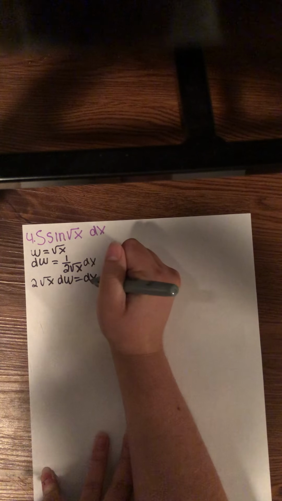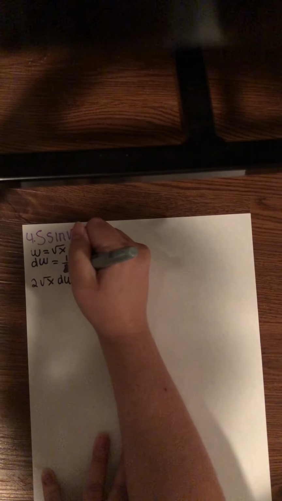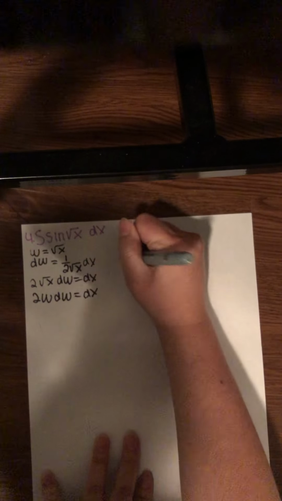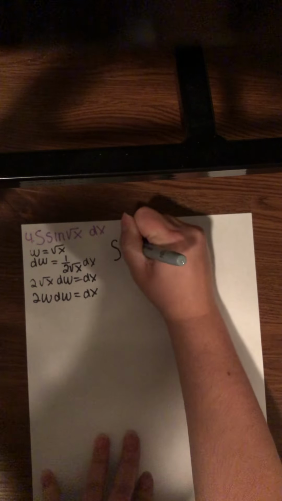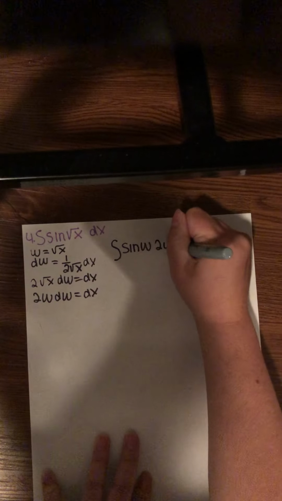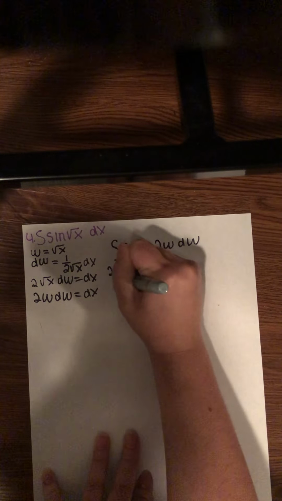So we need to fix that before we can put it back in. But we see that we already substituted root x to be w. So we just put 2w dw equals dx. And now we're ready to start the integration. So sine w, and then the dx is equal to 2w dw. And that's our integral. We're going to take the 2 out because it's a constant we put in later.